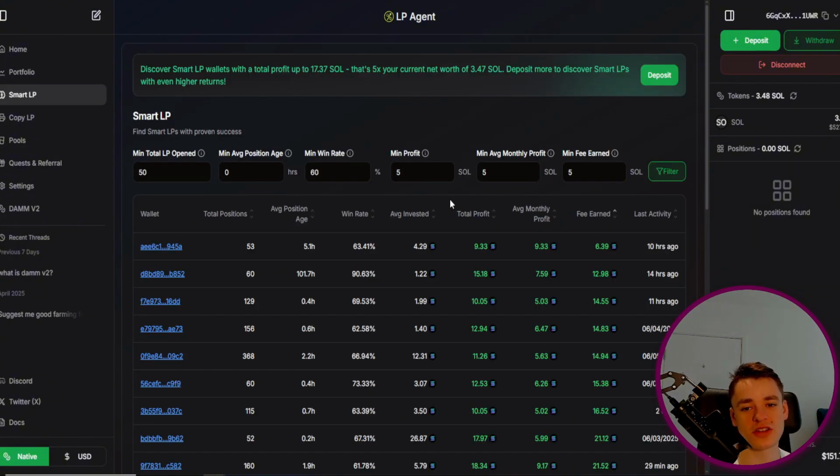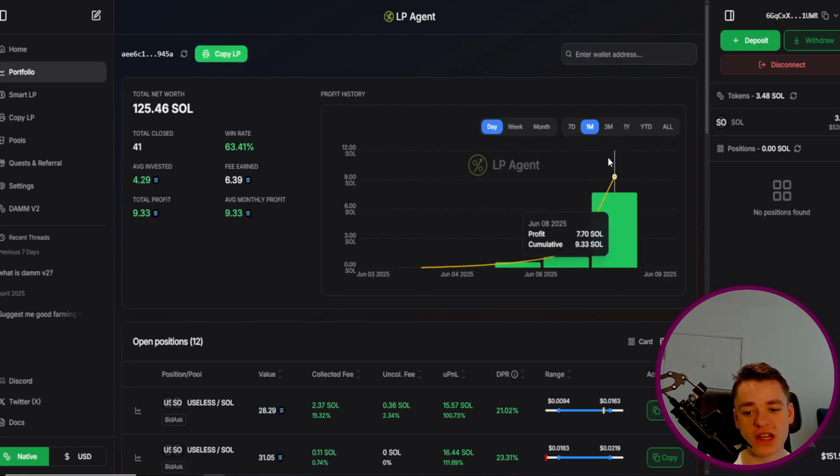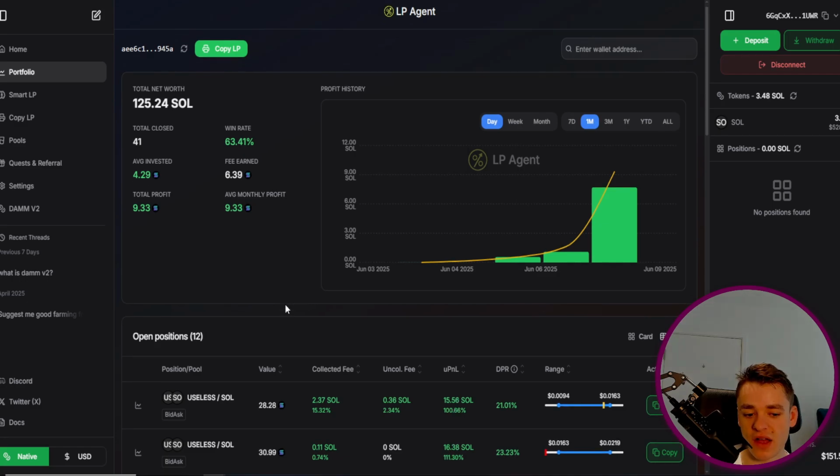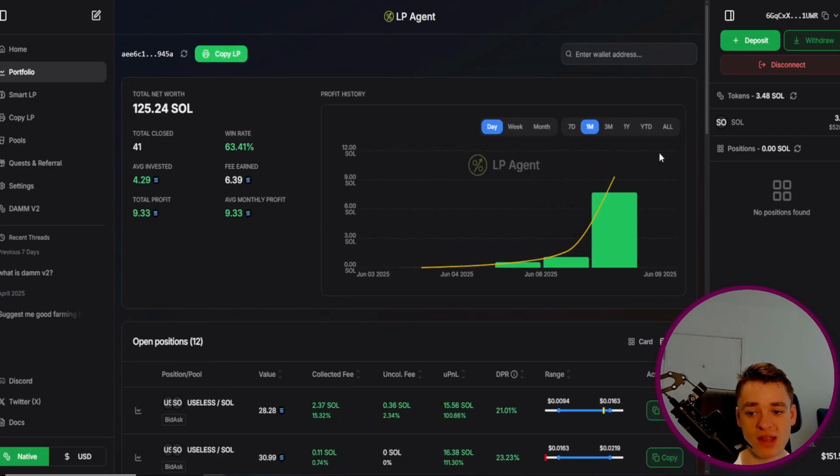And finally, before I find a wallet to copy trade, you can find interesting ones where you can see the total profit 9 Solana, fees earned 6 Solana, because I've ordered by fees earned. You can see not many positions, so this is a completely fresh wallet. And we also have this average invested of 4. This could be something interesting. And you find a lot of wallets which look like this, very green straight away. But if you try to copy this wallet, I can almost guarantee that you will just hit a really big red day very soon, and this just happens all the time.